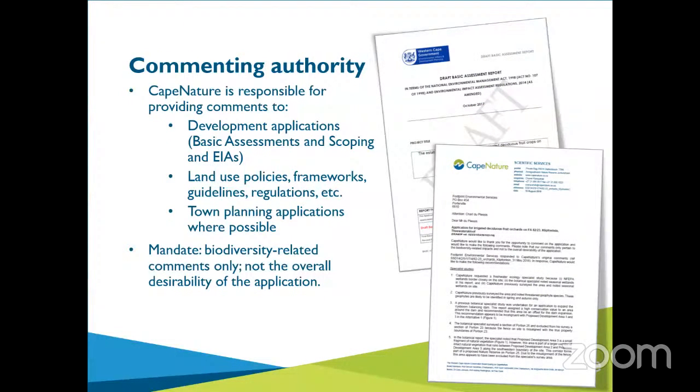CapeNature is responsible for commenting on EIAs, but also on related policies, frameworks, guidelines, regulations, acts and amendments thereto, etc. And where we can and where it's needed, we also comment on town planning applications from municipalities. Remember that because we are a biodiversity custodian, all of our comments are biodiversity related. So we cannot, for example, comment on the socioeconomic advantages or disadvantages of a certain development because it's outside our mandate, but you as the public can.